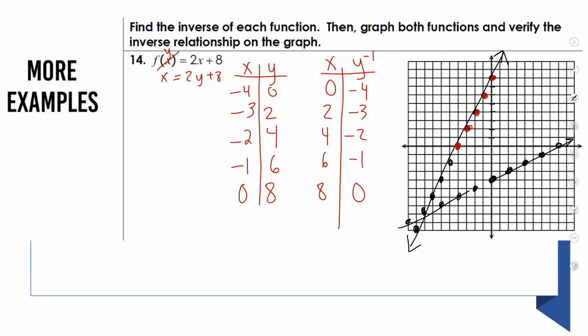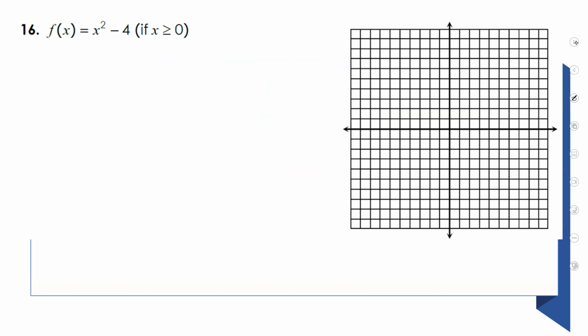Quiet, please. All right, so guys, notice it is a reflection across the diagonal line. All those points mirror each other. So you may go ahead and do the next one. I'm going to leave that one for you. I'm going to do this one right here, number 16.